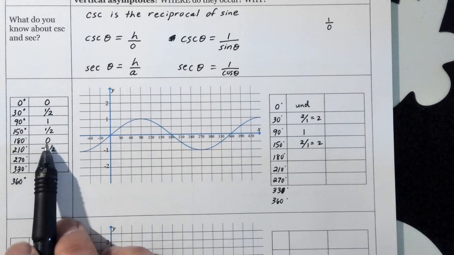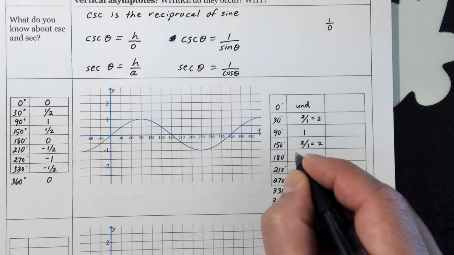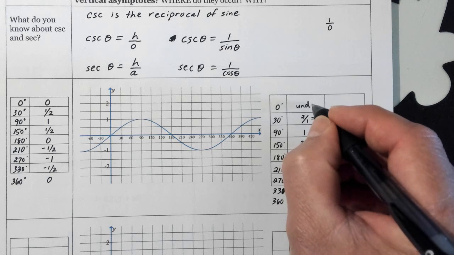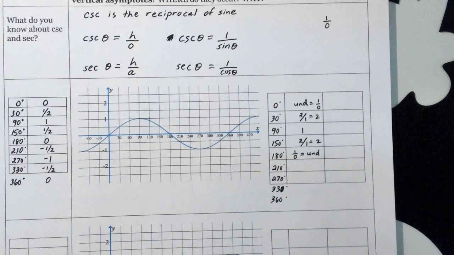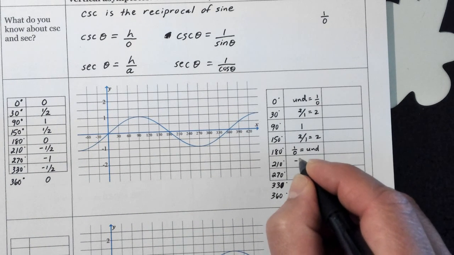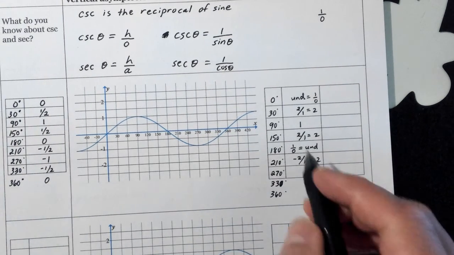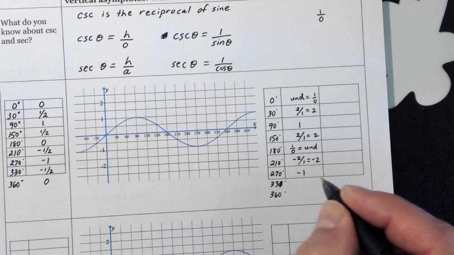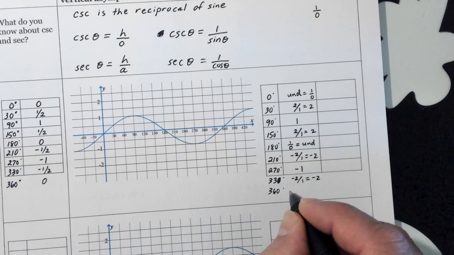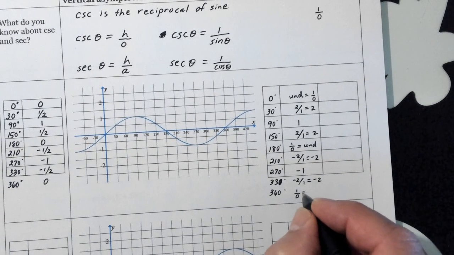And at 180, you get 0, and the reciprocal of 0 is 1 over 0. I probably should have written that up there, 1 over 0, which is undefined. At 210, the reciprocal of negative 1/2 is negative 2 over 1, or just negative 2. At 270, the reciprocal of negative 1 is negative 1 still, and so forth. And again at 360 you get 1 over 0 for the reciprocal of 0, and that is undefined.